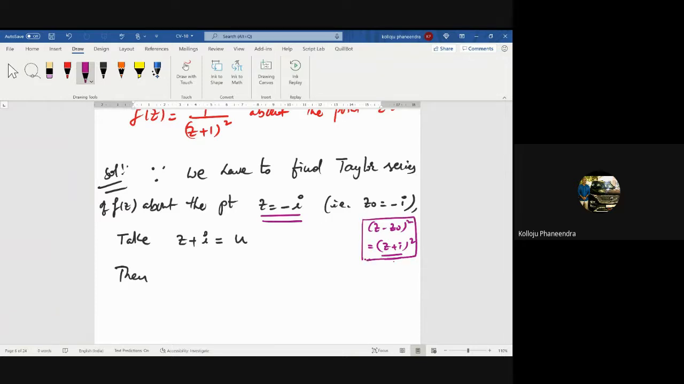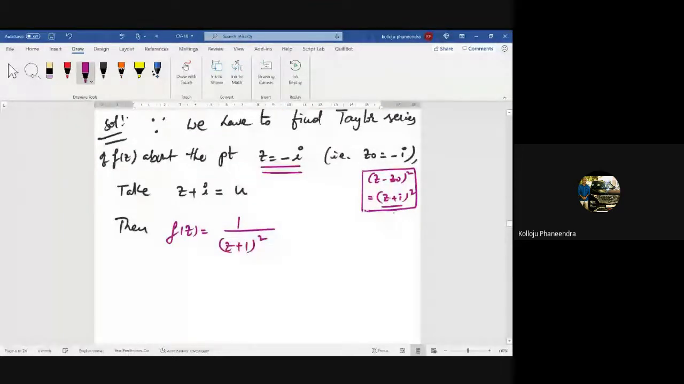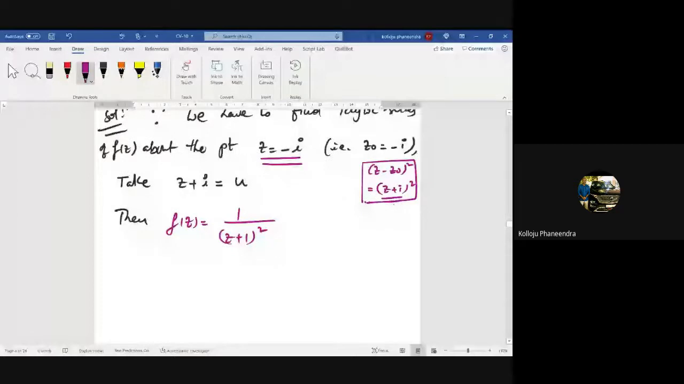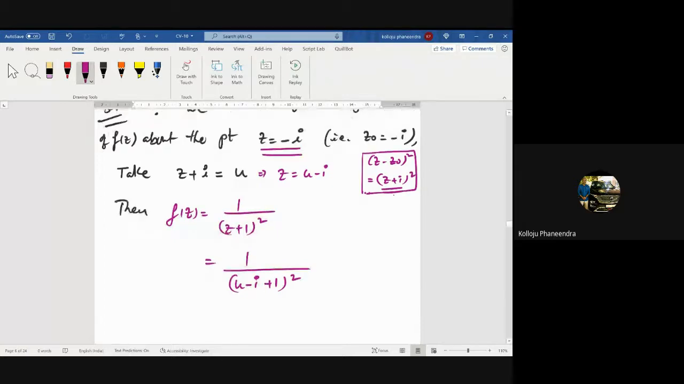Now z plus i equal to u. Then what is f of z becomes? f of z is what? 1 by (z plus 1) whole square. There is a change, a modification in z. Put z equal to, this implies z equal to how much? u minus i. So this is 1 by (u minus i plus 1) whole square. Right? Okay. Then how to solve this?